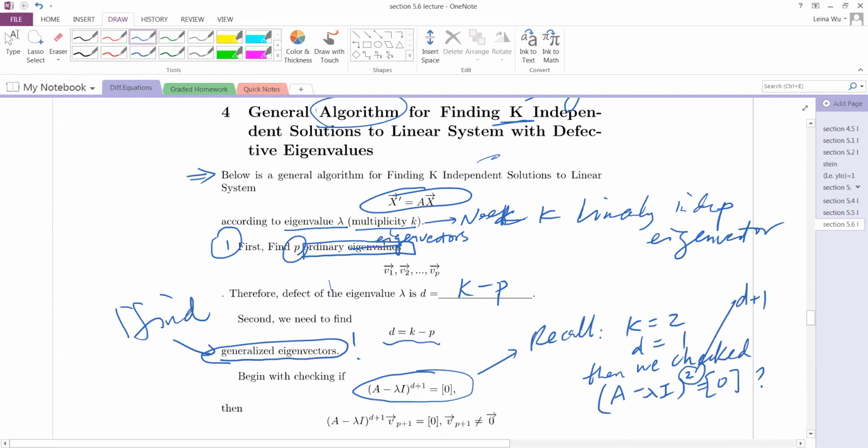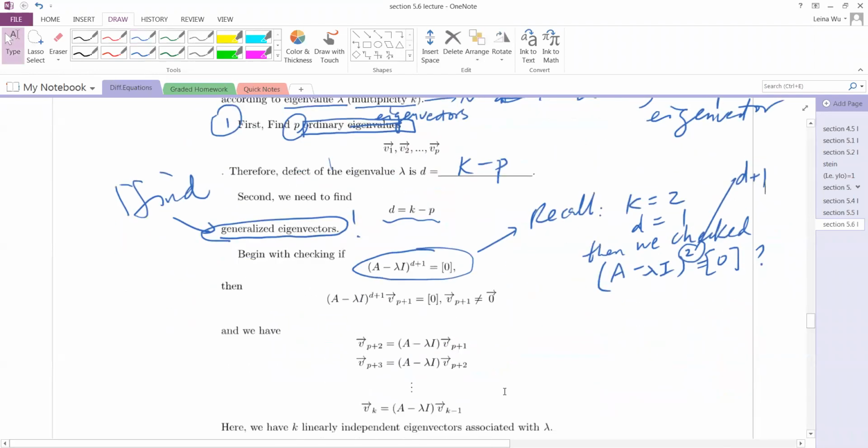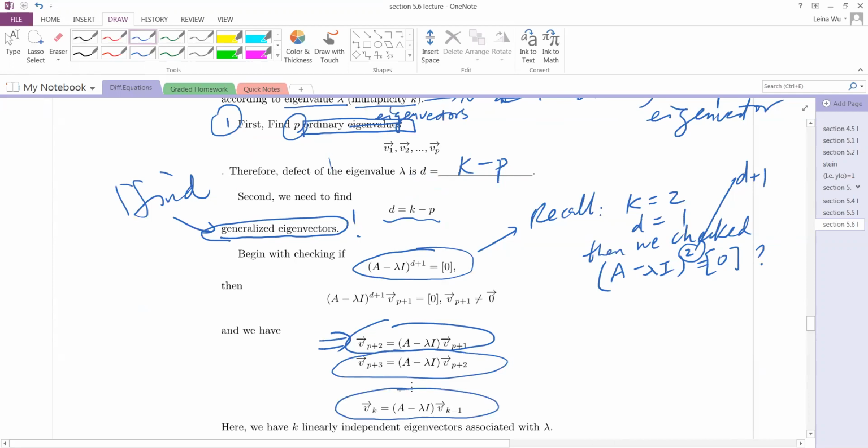So the case that we did last time matches the general algorithm, right? If A minus lambda I raised to d plus 1 equals the 0 matrix, if the answer is yes, then we can go ahead. If I multiply any vector v sub p plus 1, A minus lambda I to the d plus 1 times v sub p plus 1 will still be the 0 vector. So we can construct v sub p plus 2 to be A minus lambda I times v sub p plus 1, and then the further ones will be simply derived from the multiplication.